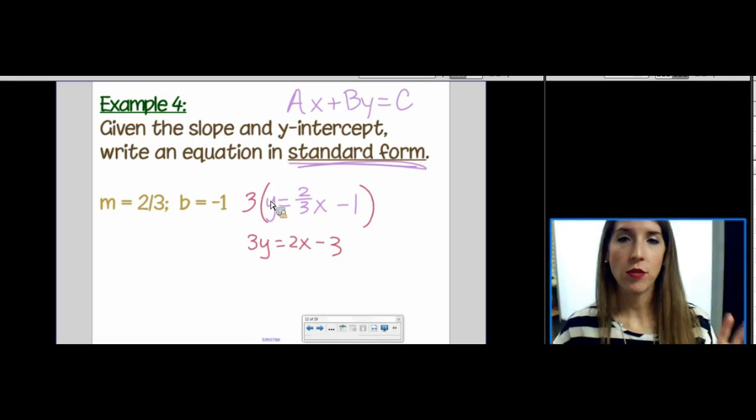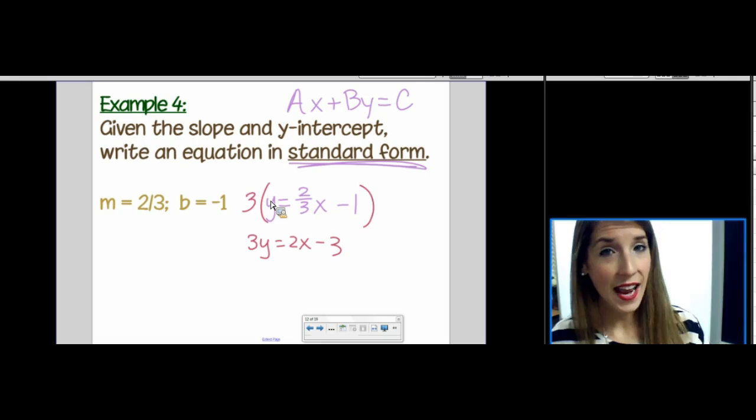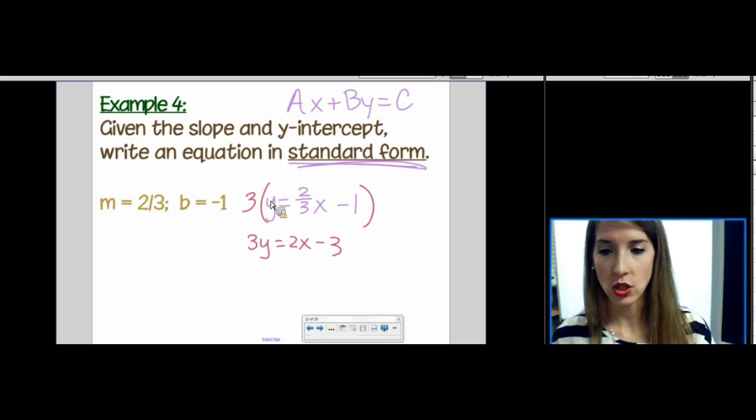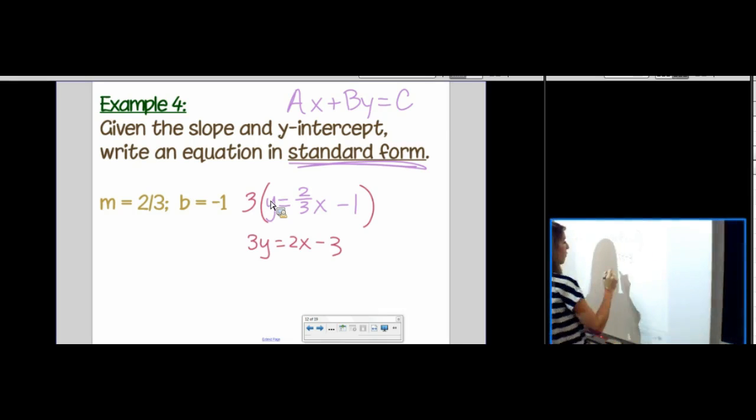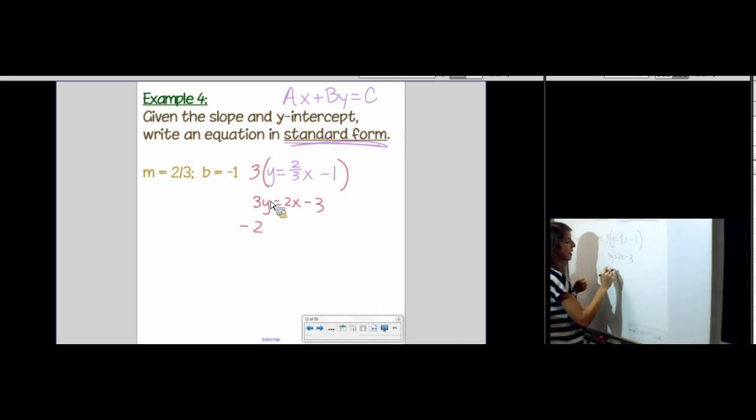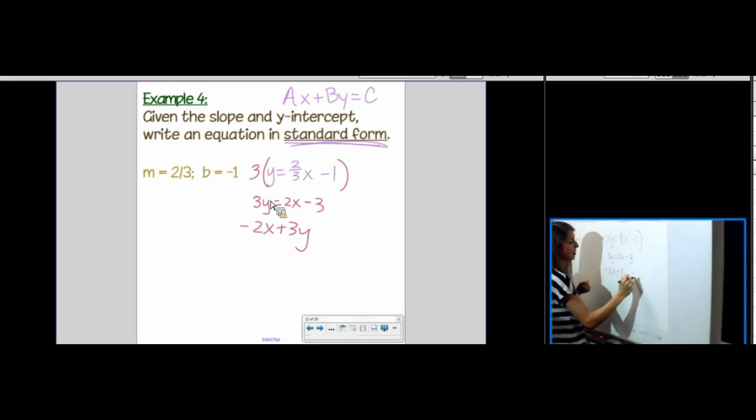Notice when I multiply the 3 times the 2/3, the 3's cancel, and that's why I was left with a 2. All right, let's move some stuff around to get it in the right form. Let's move the x over. Negative 2x plus 3y equals negative 3.